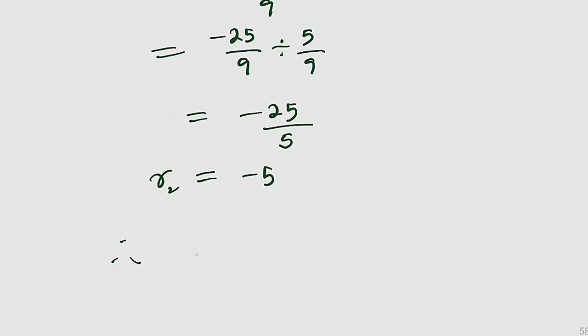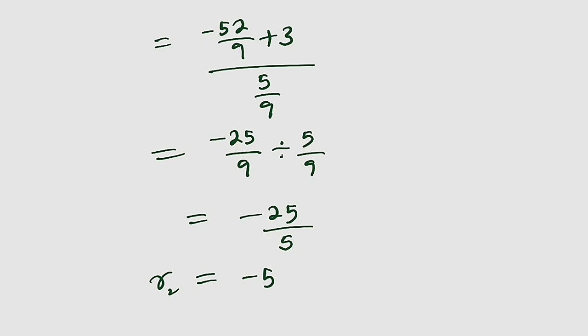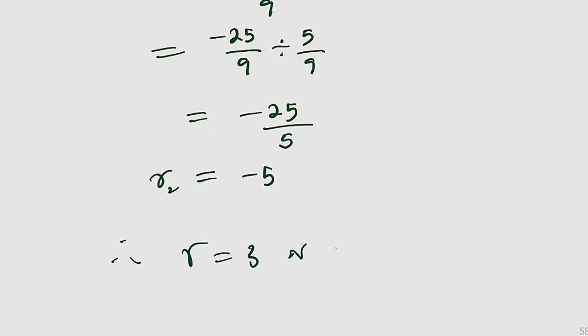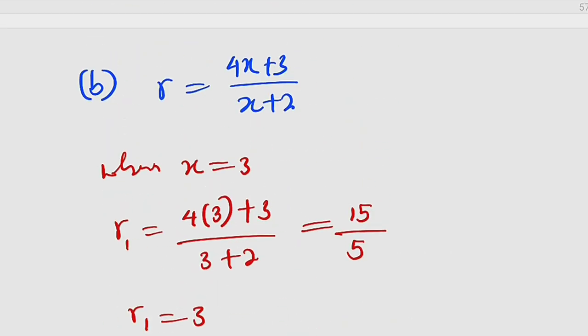So you can see that we have two values of r. R is either equal to, what is the first value? 3, or r is equal to negative 5. And this is said to be the solution to this question.